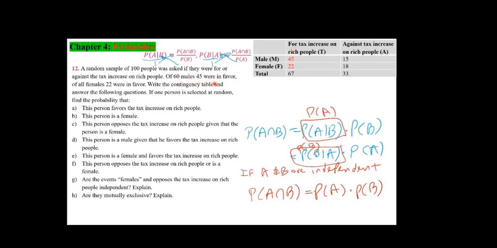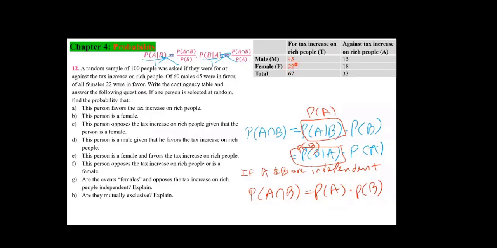When we continue, of all females, that means we don't know this total size for females, 22 were in favor. Okay, so under the favor, in front of a female, we have 22, and we don't have the rest of it. So again, we have all those red ones.